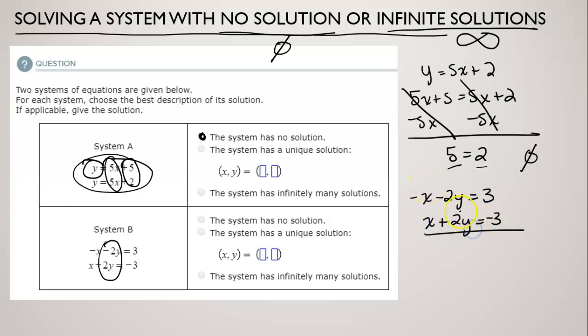I'm going to add down the columns. Negative 1x and positive 1x cancel out. Negative 2 and positive 2 cancel out. That means the only thing left on this side is 0. And 3 plus negative 3 is also equal to 0. So now, the variables have eliminated. The 2 sides are exactly balanced. This is a scale that will always be balanced, so that one is infinite solutions.